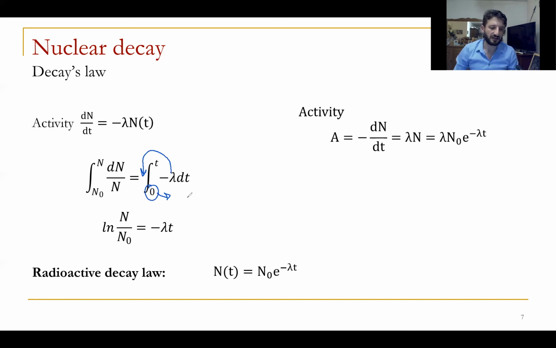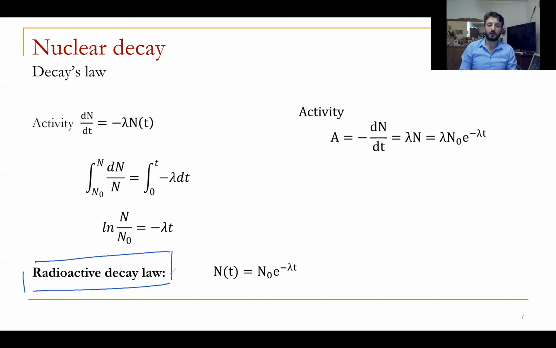You know exactly how you can do the integration. Finally, we get the radioactive decay law, where I calculate the number of unstable elements: N(t) equals N0 exponential minus lambda t. I repeat, N(t) is the number of unstable elements at any time, N0 is the initial number of unstable elements, lambda is the decay rate, and t is the time.